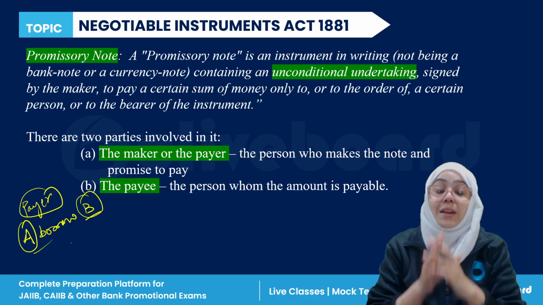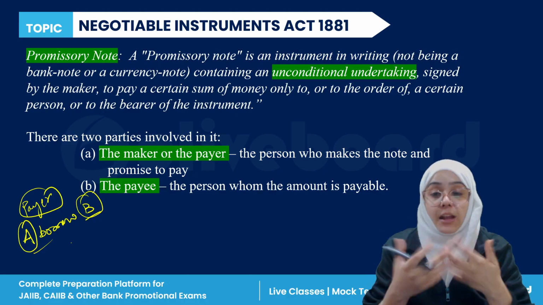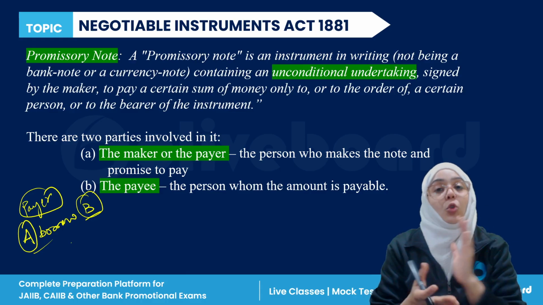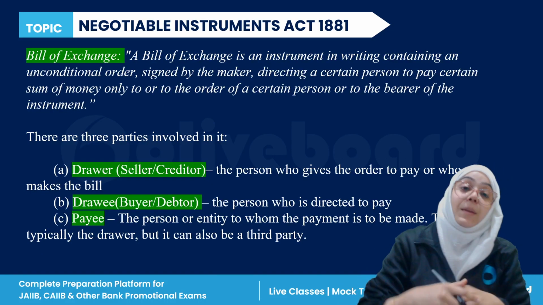The promissory note is made by the payer, that is, by the maker. The one who is making the promissory note is also the one who is responsible for making the payment. Next is the bill of exchange.